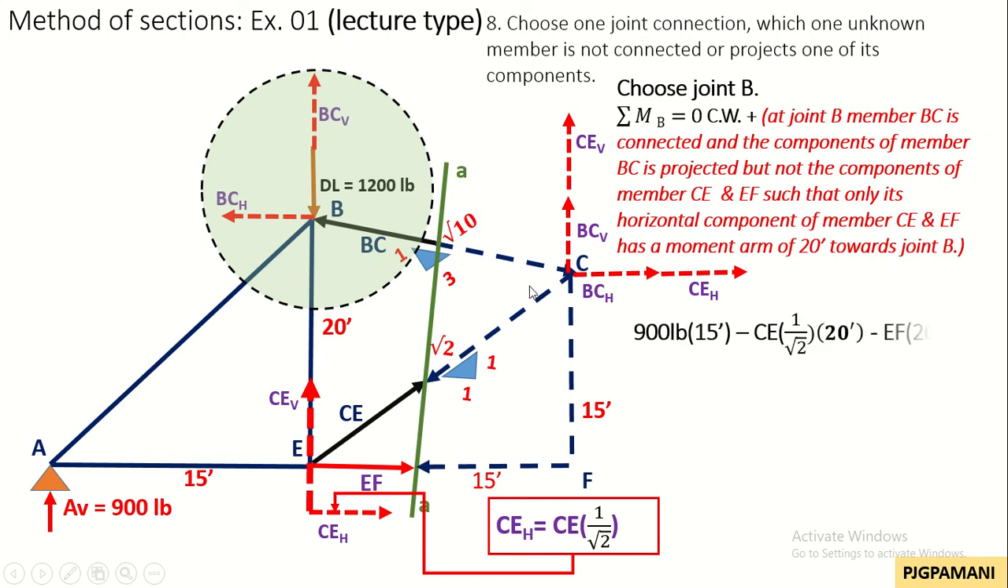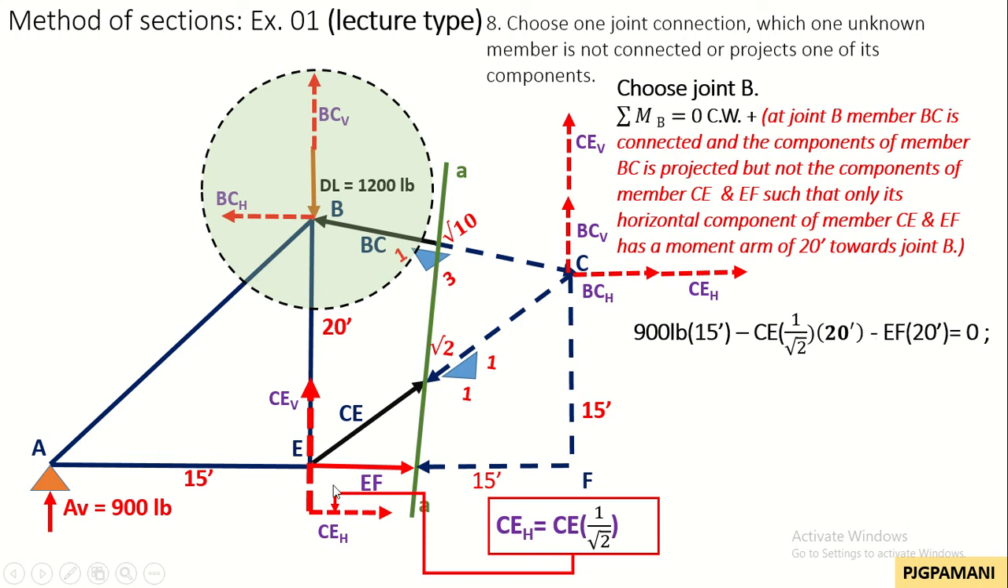With that, we solve for member EF, such that the vertical reaction at the hinge support is 900 pounds moving clockwise towards joint B with a moment arm distance of 15 feet. Then the horizontal component of CE, which is computed as CE times 1 over square root of 2, moves counterclockwise, that is why it is negative, with a 20 feet moment arm distance. So CE times 1 over square root of 2 times 20 feet.